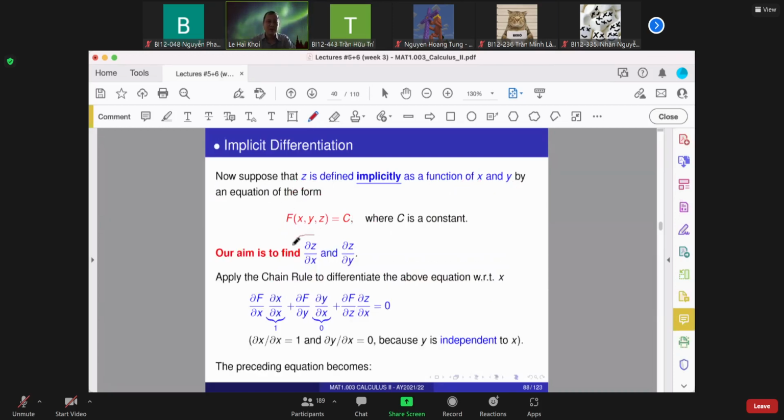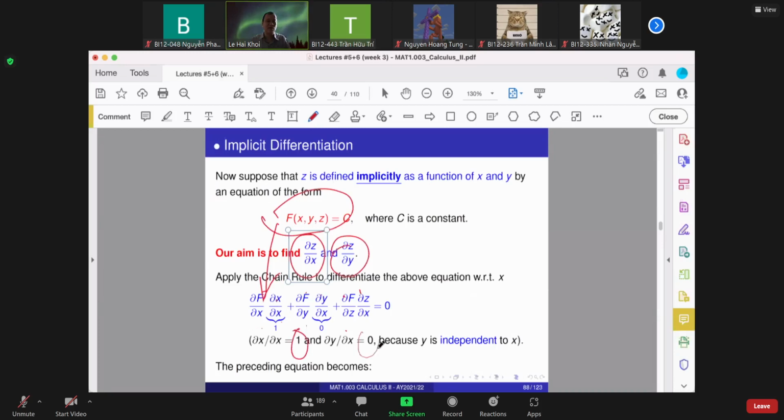So the derivative of z as a function of two variables is a partial derivative. And to do that, from this one, we apply the chain rule to the differentiation with respect to x. df over dx, dx over dx, df over dy, dy over dx, df over dz, dz over dx. Yes, this is the chain rule we just studied. But this one is 1.